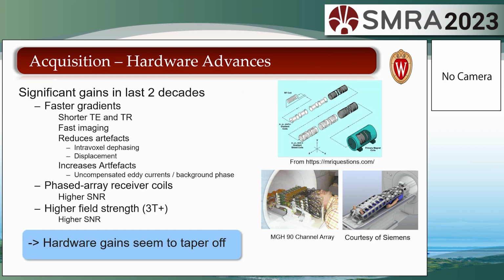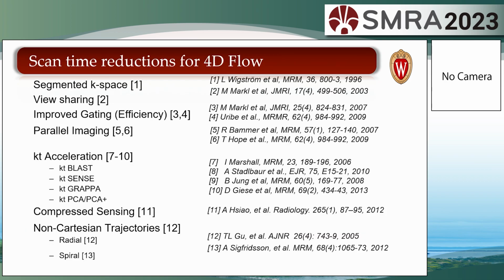I would say, as I see it, that these hardware gains have somewhat tapered off. We've reached very high performance with the gradients. I see special brain scanners or so where we can still push the envelope a little further, but otherwise we've kind of gained some of the physiological thresholds.